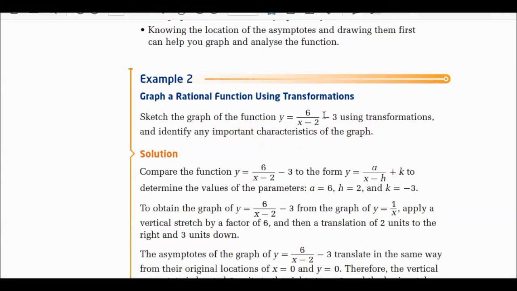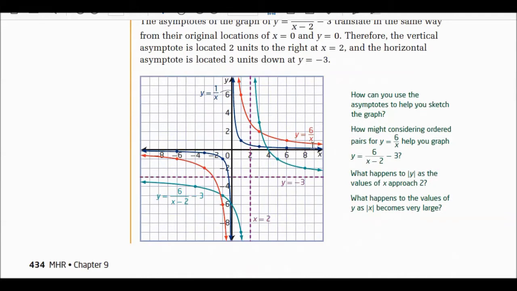What about this minus 3 out here? What does that do, Melanie? Vertical displacement. Which way? Up or down? Down 3 units. Okay. So here's the answer. They started with 1 over x right here, and they stretched it. This point, for example, stretched by a factor of 6. Then they moved it 2 units to the right and 3 units down to get this final green graph.